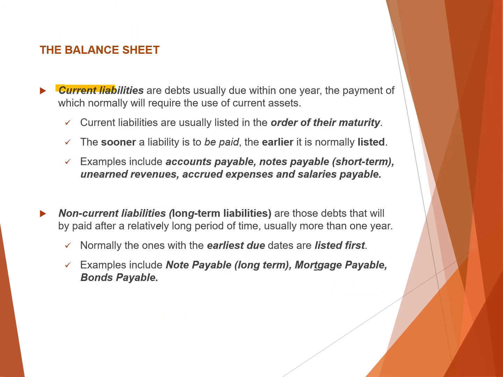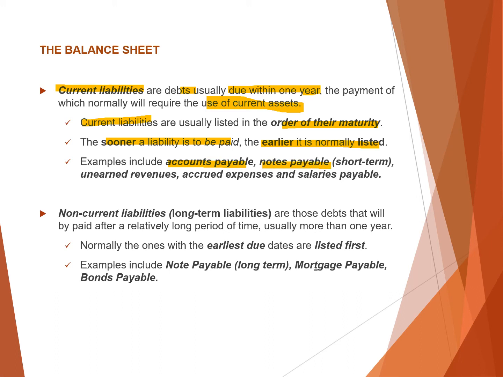So, current liabilities. Pag sinabi natin current liabilities, these are debts or utang na due within 1 year. Okay? Or the payment of which normally will require the use of current assets. Okay, kaya nga current liabilities lang sila kasi nga within 1 year lang sila babayaran. And then, current liabilities are usually listed in the order of their maturity. Ibig sabihin ng maturity, yung due date nila. The sooner a liability is to be paid, the earlier it is normally listed. So, example nito ay accounts payable, notes payable.